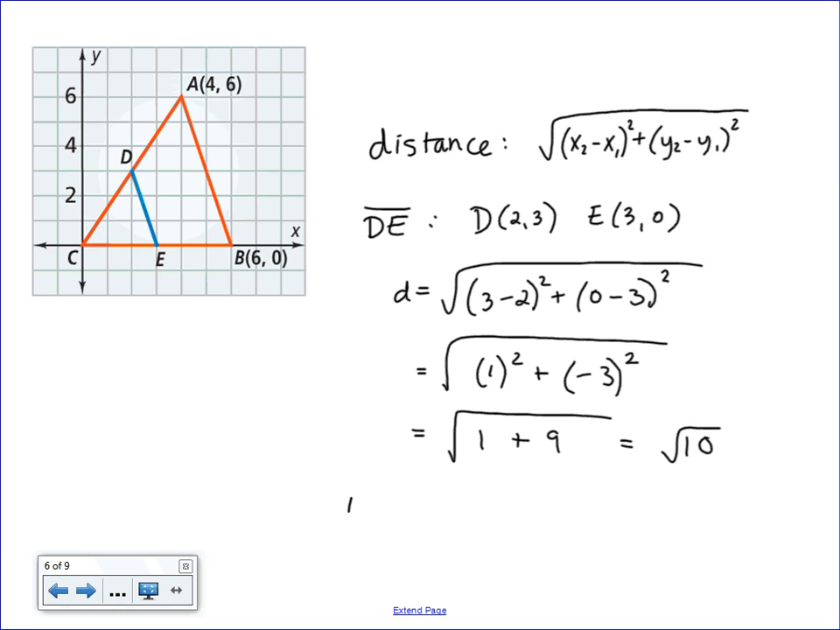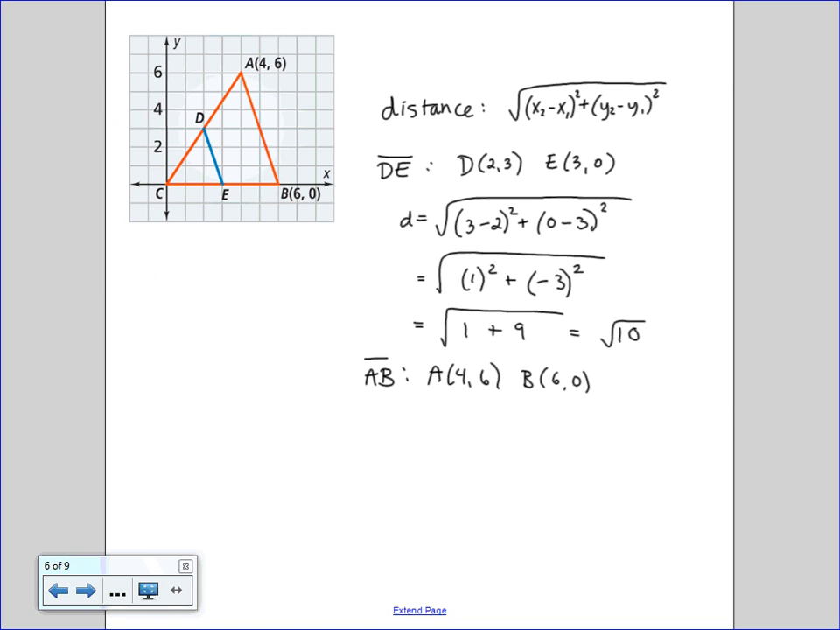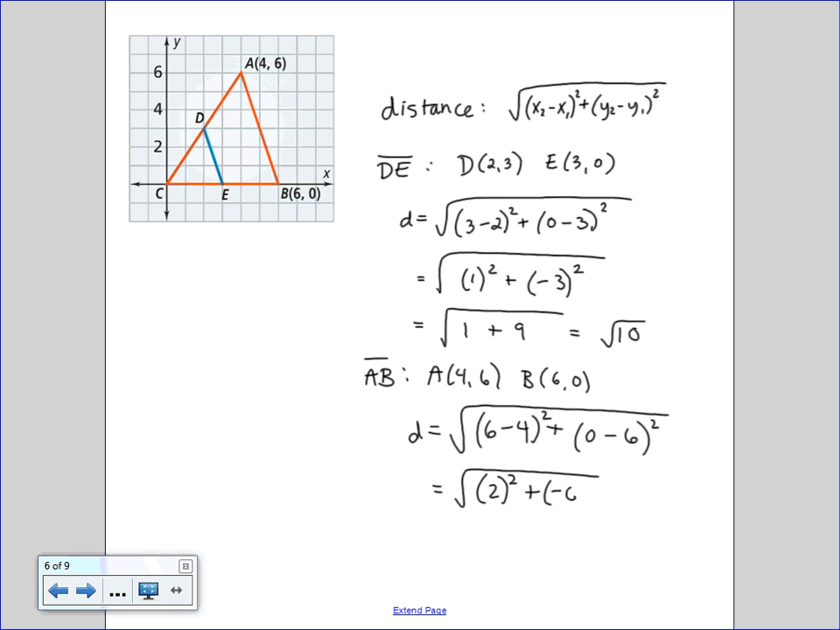And then let's find the distance or length of the segment AB. Let's write the coordinates of AB. A is (4, 6) and B was (6, 0). So when we apply our distance formula, it'll be the difference of the x values to the second power plus the difference of the y values to the second power. Simplify what's inside of the parentheses first, then square both of them. They should come out both positive when you square them. So 4 plus 36 is the square root of 40.